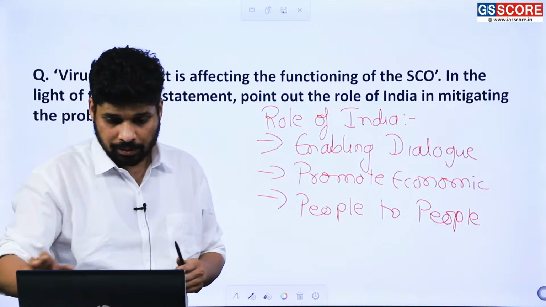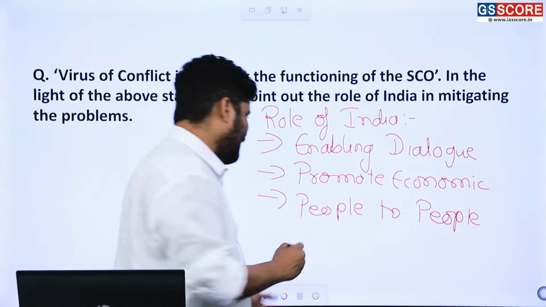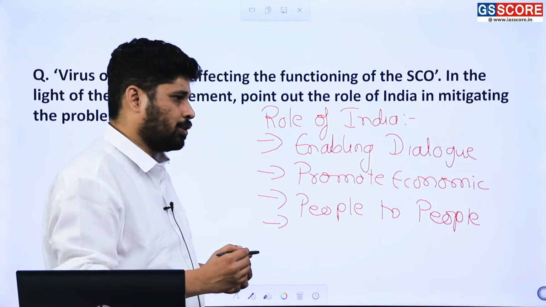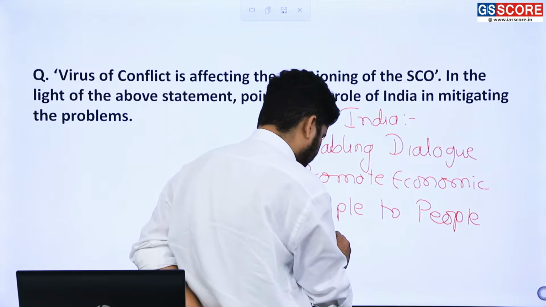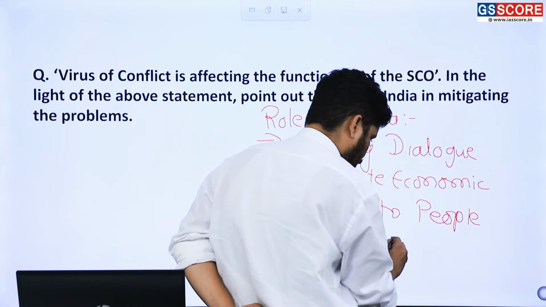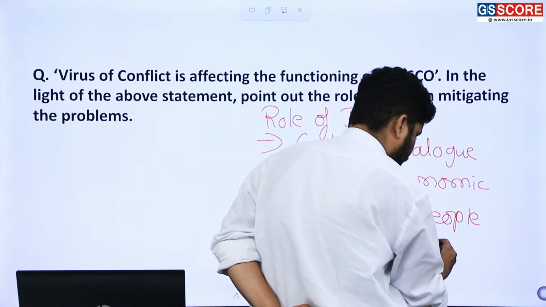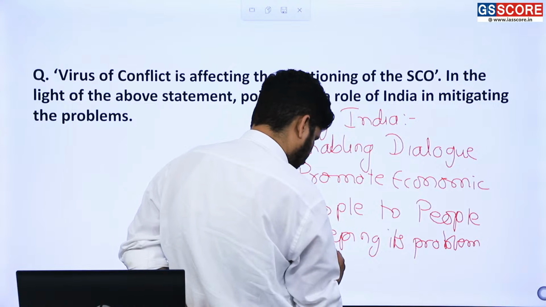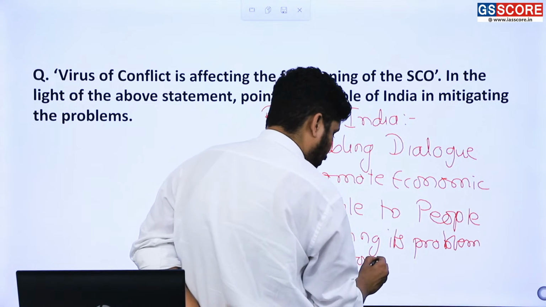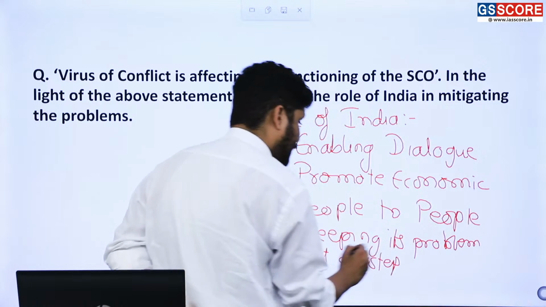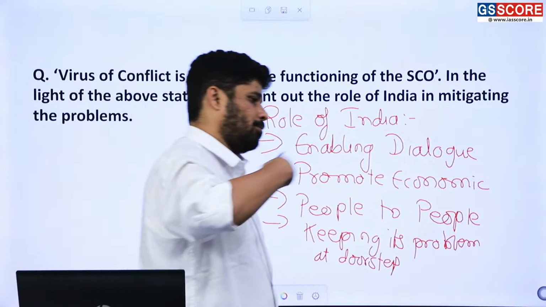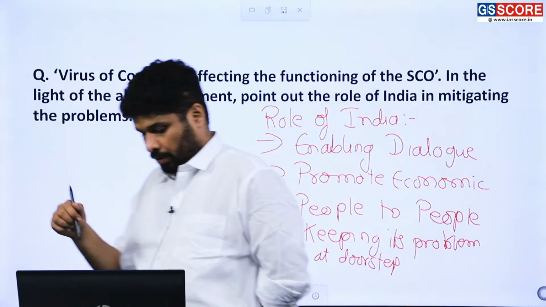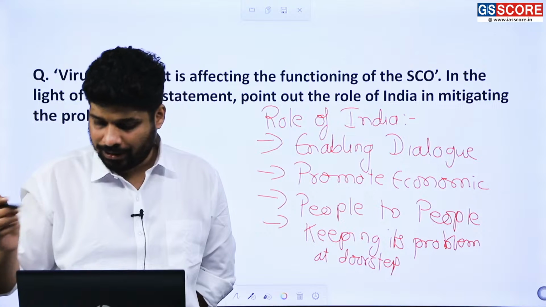Moving on, the next solution that India can find is that India can play a bigger role by keeping its problems at the doorsteps of SCO. What do I mean by this? We have a problem with China. We have a problem with Pakistan. But that problem that we have with China or with Pakistan should not become a hindrance for the better functioning of SCO.